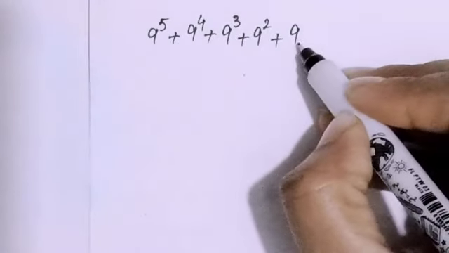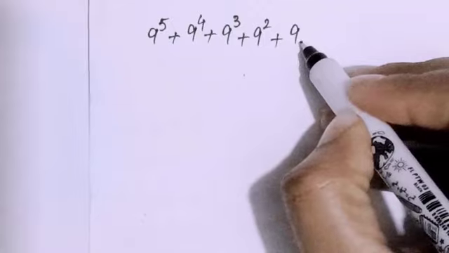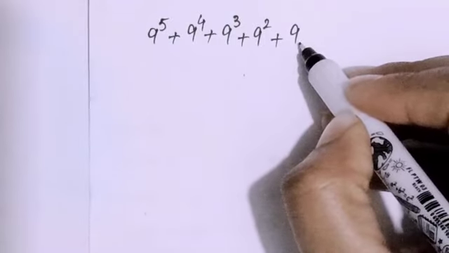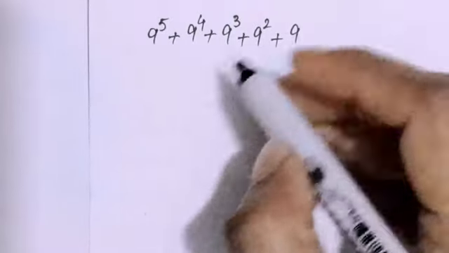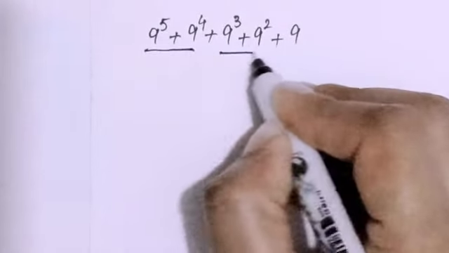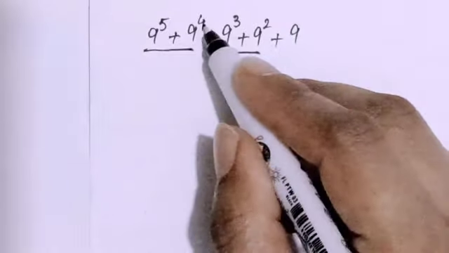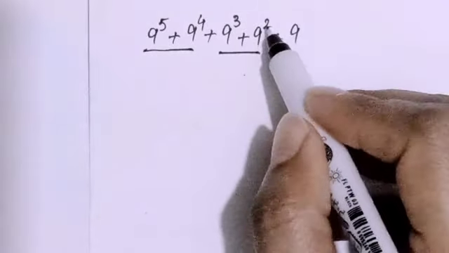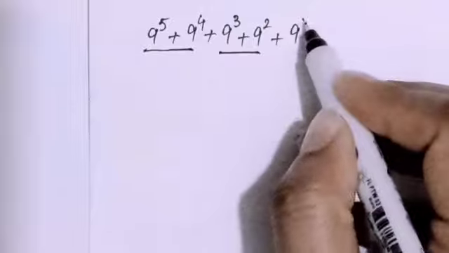Hi everyone, here I have a very nice mathematical expression and we have to solve this without a calculator. So let's start. Now I have these numbers: 9 to the power 5, 9 to the power 4, 9 to the power 3, 9 to the power 2 and 9 to the power 1.